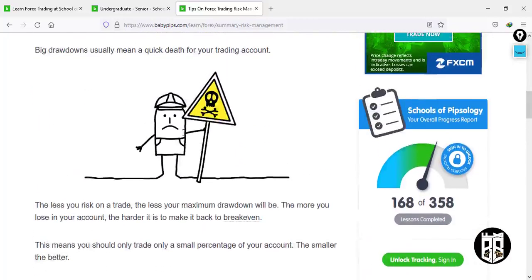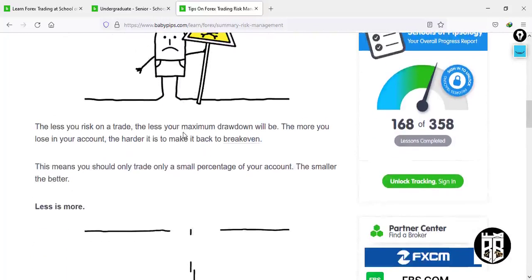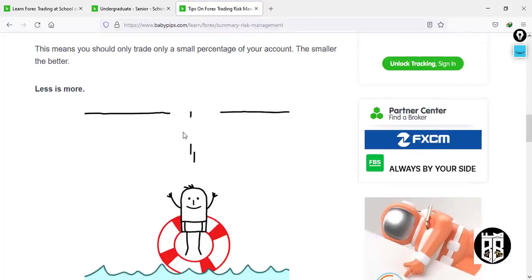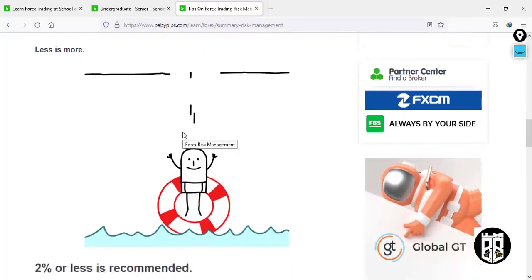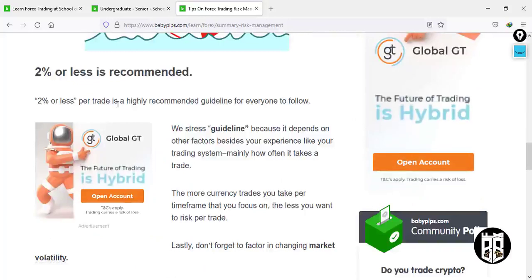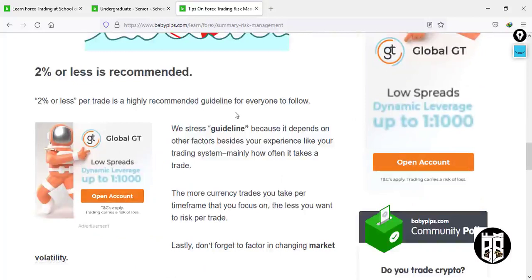The more you lose in a trade or in your account, the harder it is to make it back to break even. So this means that you should only risk a small percentage of your account. The smaller, the better. Less is more. So 2% or less is recommended. 2% or less per trade is a highly recommended guideline for everyone to follow.